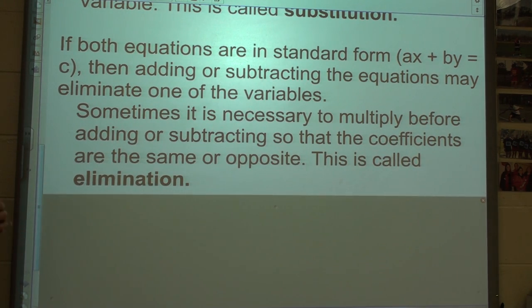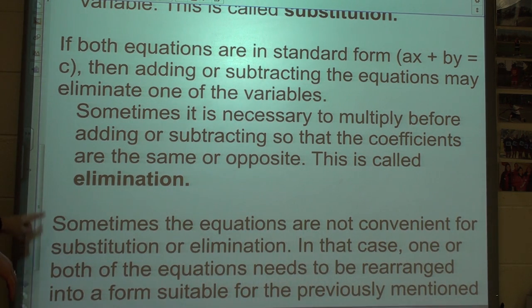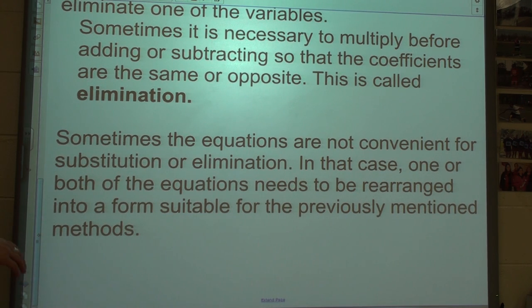Sometimes you'll need to multiply one or both of the equations in order that the coefficients are the same or opposite. This is called elimination. Sometimes the equations are not convenient for substitution or elimination. In that case, one or both of the equations needs to be rearranged into a form suitable for the previously mentioned methods.